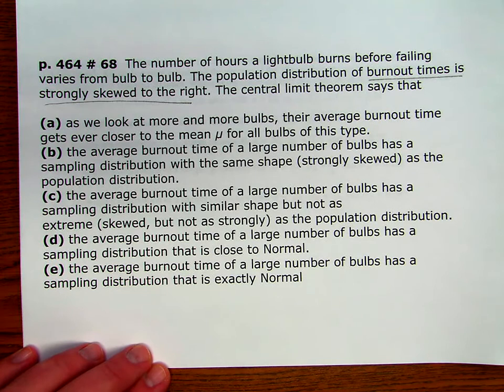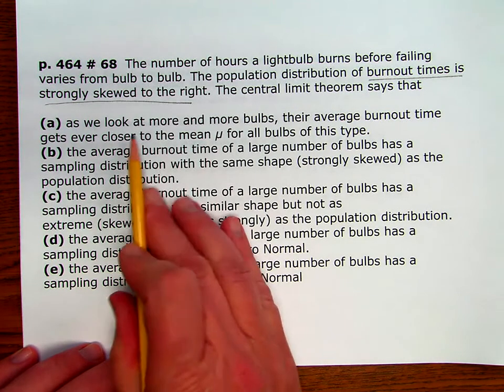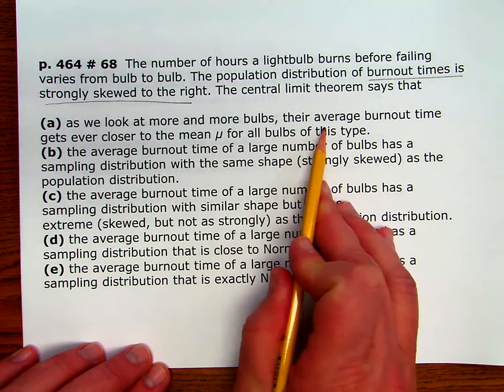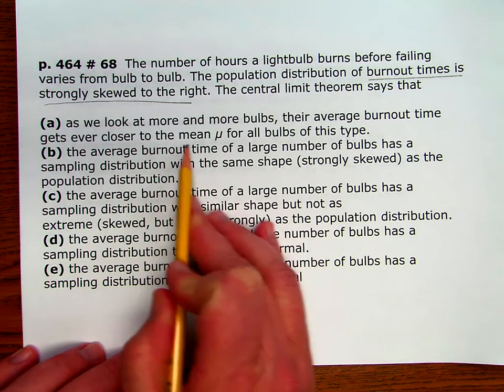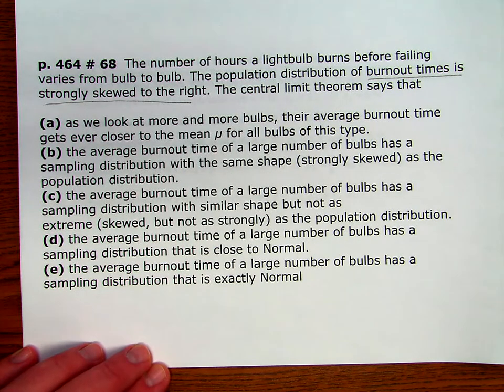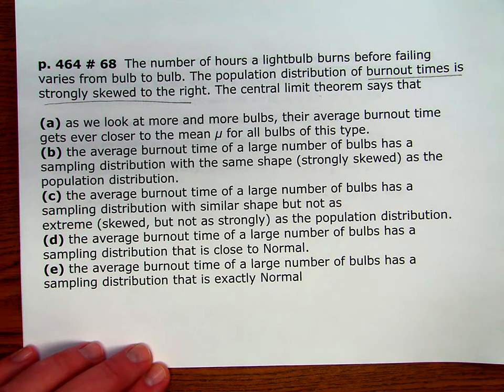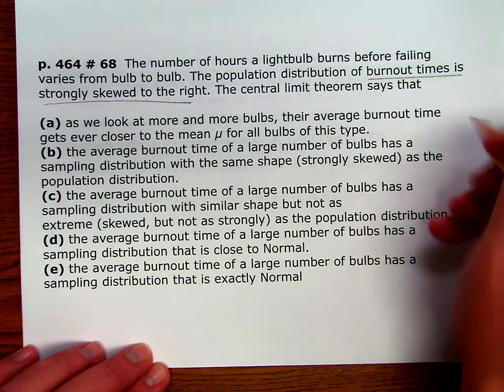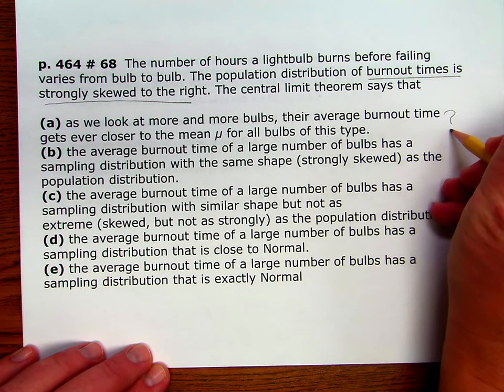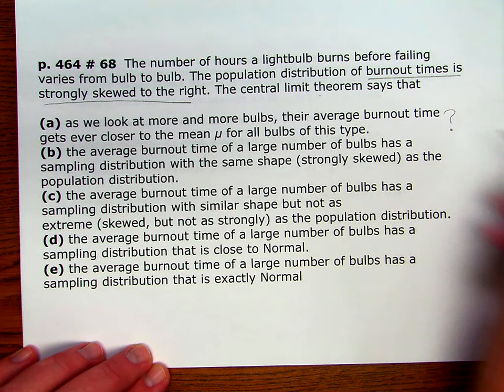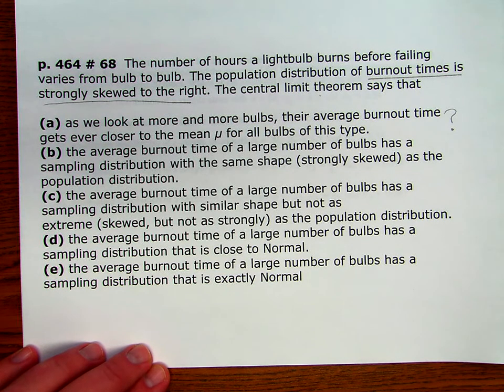The central limit theorem says, as we look at more and more bulbs, the average burnout time gets closer to the mean mu for all bulbs of this type. All right, that is relatively true, but is it a direct result of the central limit theorem? So this is a possibility. That's not bad, but maybe we could do better.